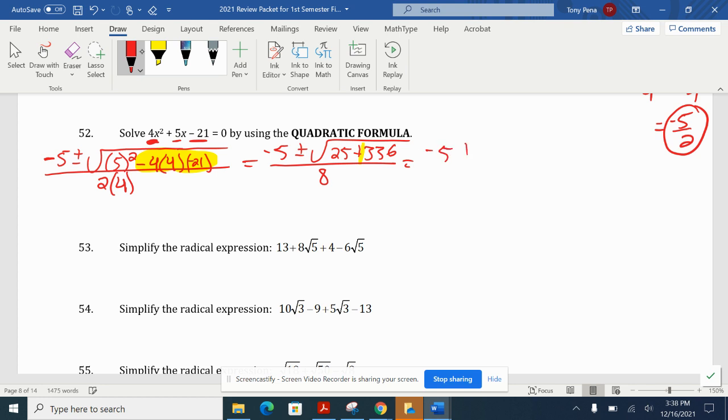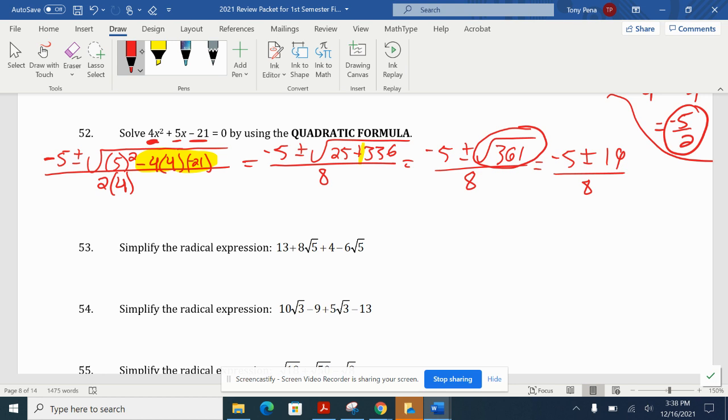From there, continue cleaning up underneath. That is going to give us 361 over 8. I think that's a perfect square. Let me just make sure it is what I think it is. Yeah, 19. All right, so that should give us negative 5 plus or minus a 19. Just plug this into your calculator. You'll see that it's actually a perfect square of 19, and then all over 8.